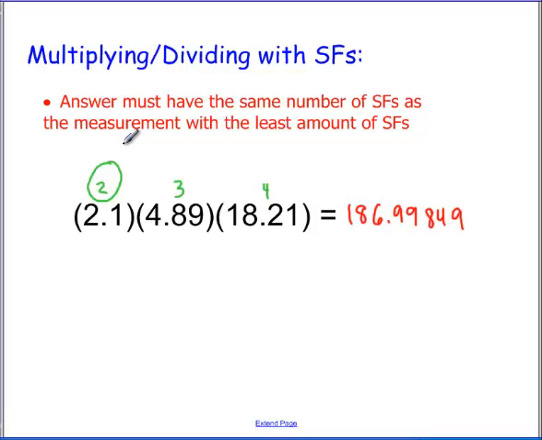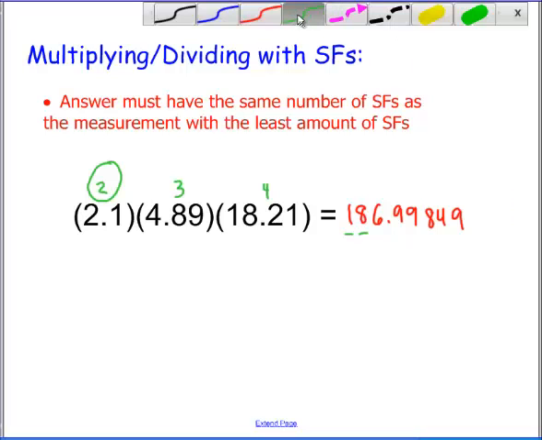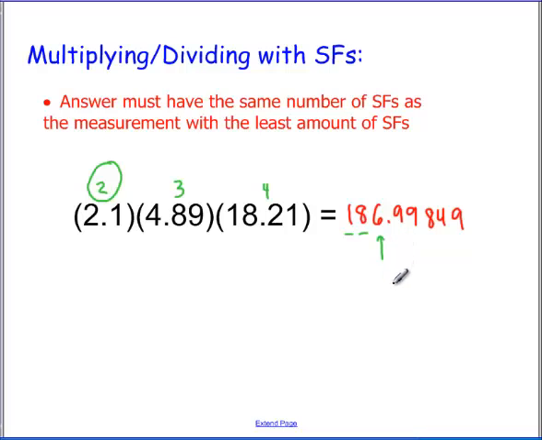So the way that I do that is I start on the left-hand side of the number and I start marking which ones are going to be significant. So my hundreds place number will be significant and my tens place number will be significant. So how do I round 186.99849 to the tens place? Well, you guys know how to round. I'm going to look at the number right past the tens place, in the ones place, and make a determination how I'm going to round. Since the 6 is greater than 5, this answer is going to be rounded to 190.